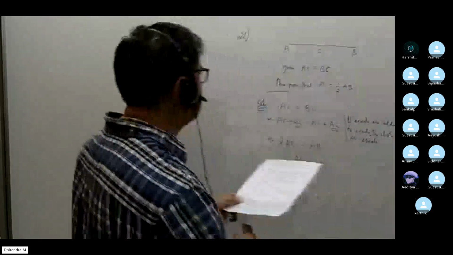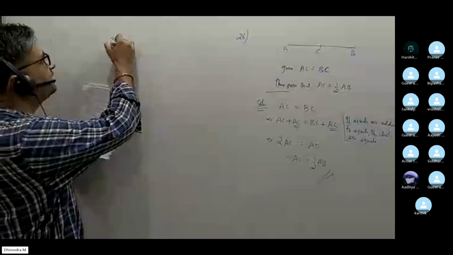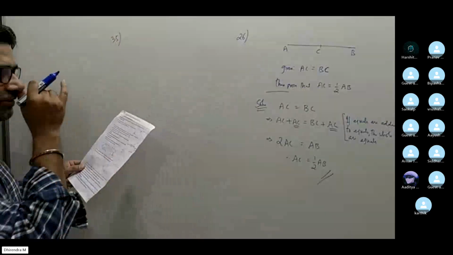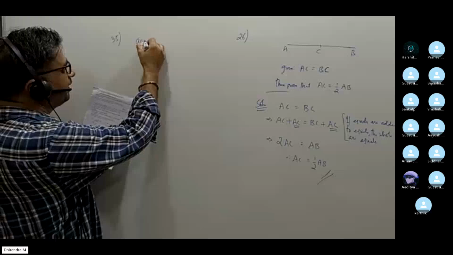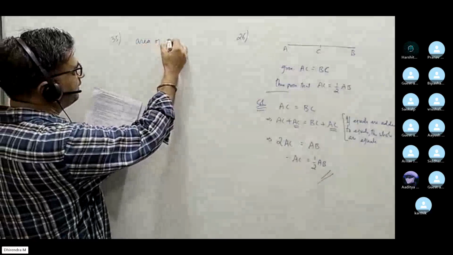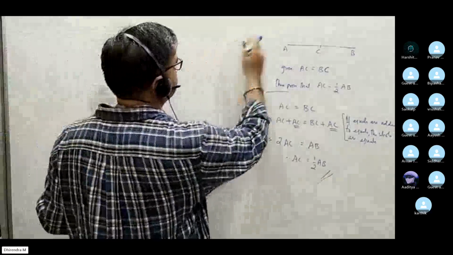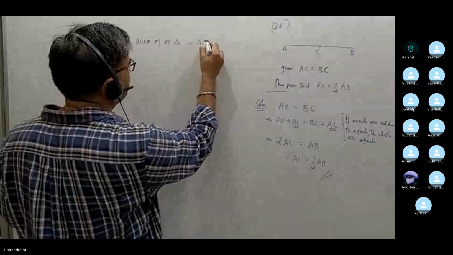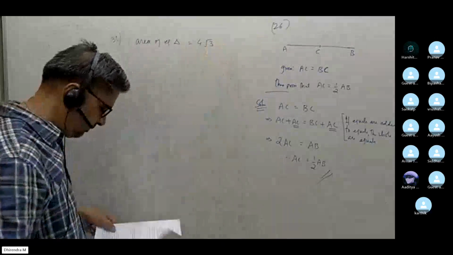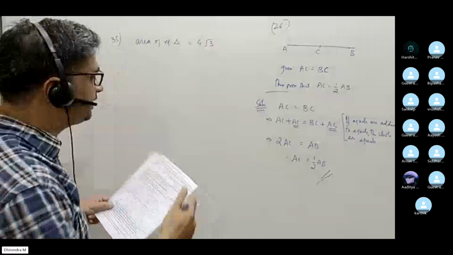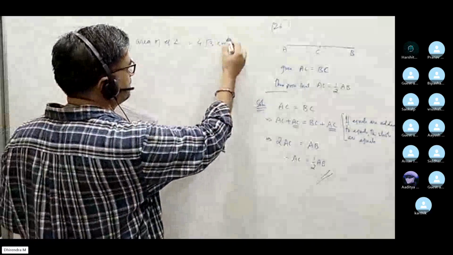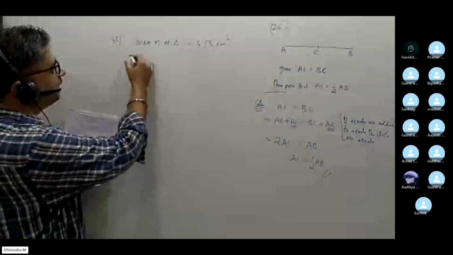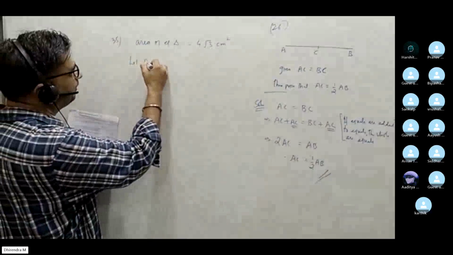What is the length of each side of an equilateral triangle? Okay. Question number 35. This is an easy question. So the area is given. Area of the equilateral triangle is given as 4 root 3 centimeter square. And we are required to find the length of each side.